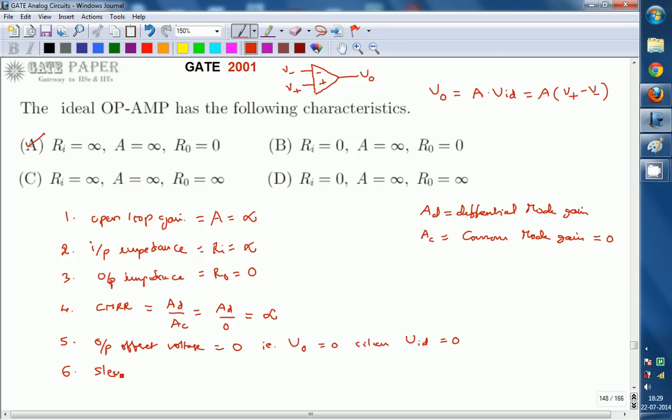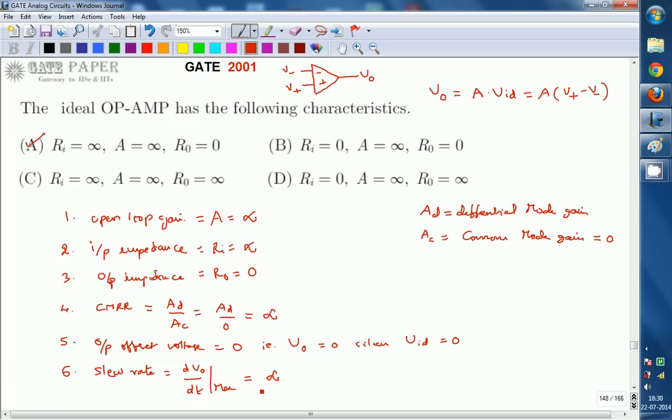slew rate. Slew rate is defined as dV0 by dt maximum. So the rate of change of output voltage is defined as slew rate. Ideally, whatever changes are produced at the input must be properly amplified. There should not be any limitation. So the ideal value of slew rate is infinite. Practically it will be limited. For 741 it is 0.5 volts per microsecond.